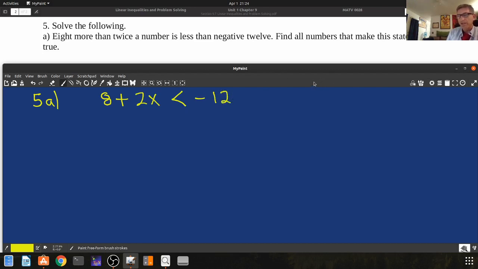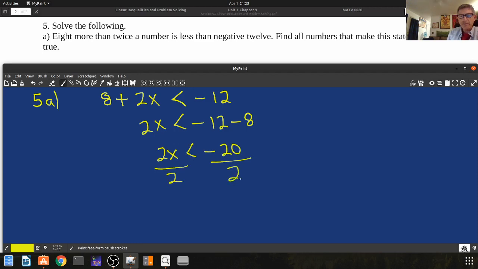So now that we've got the inequality, we're set. So I'm going to leave my 2x exactly where it is. And I'm going to move 8 to the other side. And in doing so, it becomes negative. So this gives me 2x is less than minus 20. So I'm going to divide each side by 2. And that gives me x is less than minus 10.